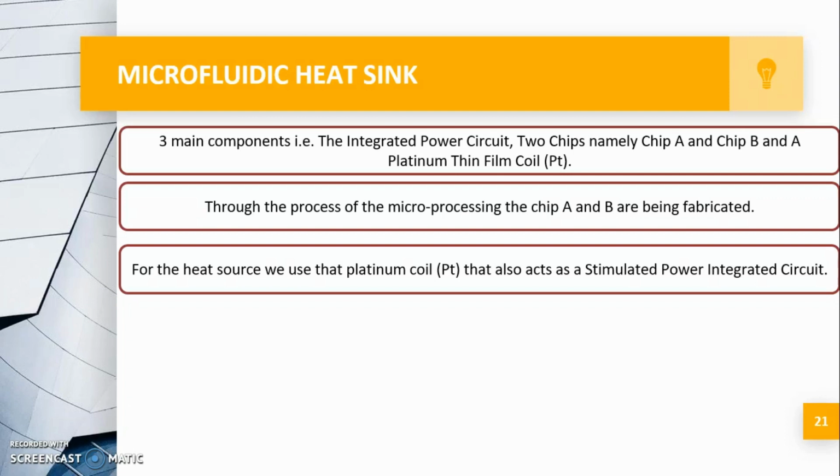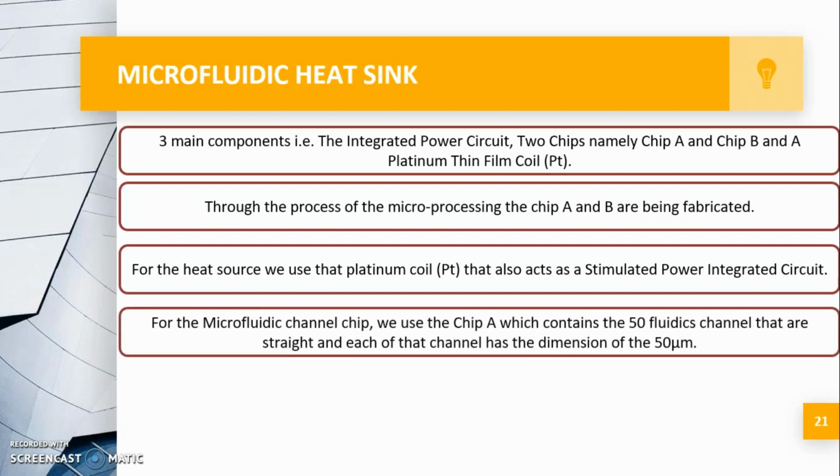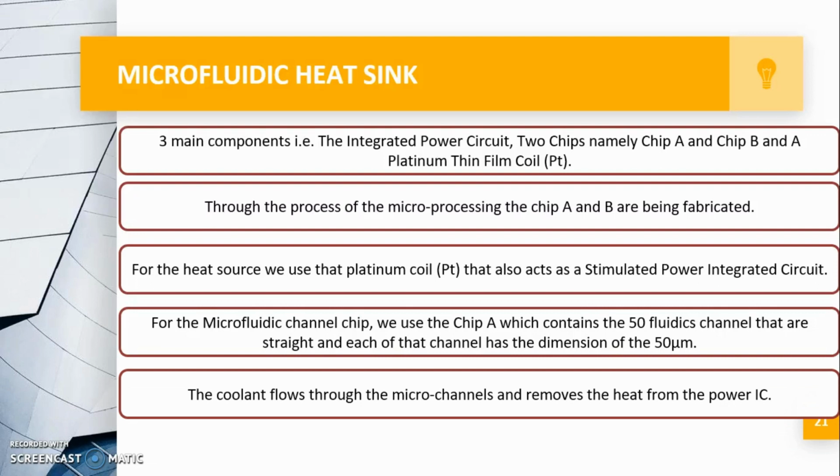For the microfluidic channel, we use chip A, which contains 50 straight fluidic channels, and each channel has a dimension of 50 micrometers. The heat from the integrated power circuit is removed when the coolant flows through the microchannel. A PT coil is fabricated on chip B. It corresponds to the central fluidic channel.